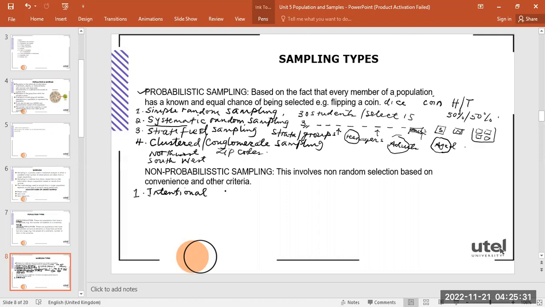Intentional sampling, or sometimes we call it convenience sampling. As the name implies, it is a kind of sampling in which the researcher makes use of data that is readily available. For example, you want to carry out a study about people's opinion concerning a particular TV program. You could decide based on convenience to just sample your friends.